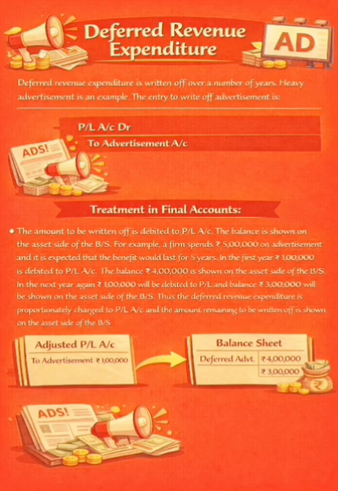In the next year again, Rs.1 lakh will be debited to profit and loss and the balance Rs.3 lakhs will be shown on the asset side of the balance sheet. Thus the deferred revenue expenditure is proportionately charged to profit and loss account and the amount remaining to be written off is shown on the asset side of the balance sheet.